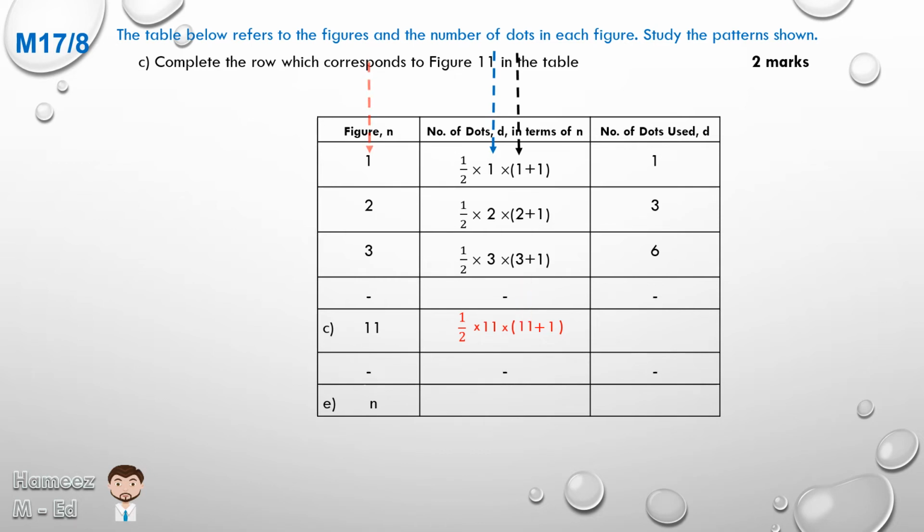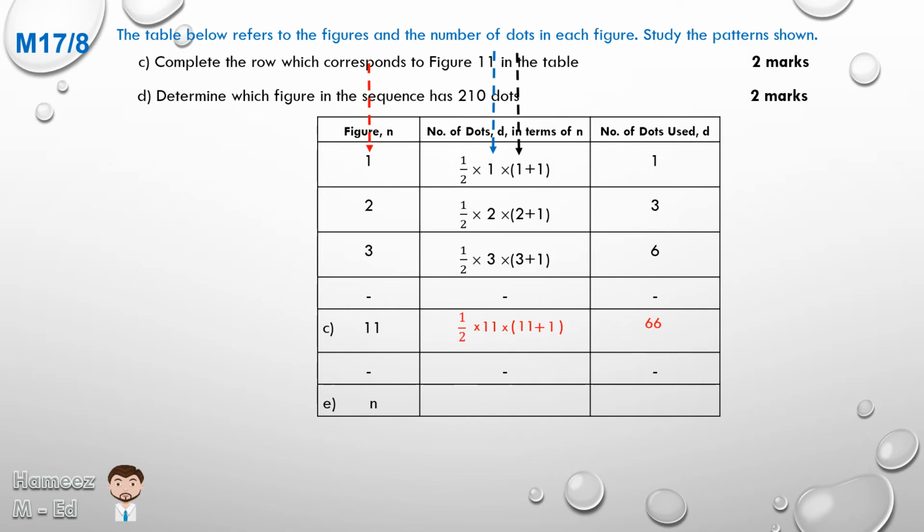And we can solve this. We have our calculators, or we can work it out as is. 11 plus 1 is 12. A half of 12. 2 into 12 is 6. 6 times 11. 6 11s are 66. And we've solved part C. In part D, determine which figure in the sequence has 210 dots.